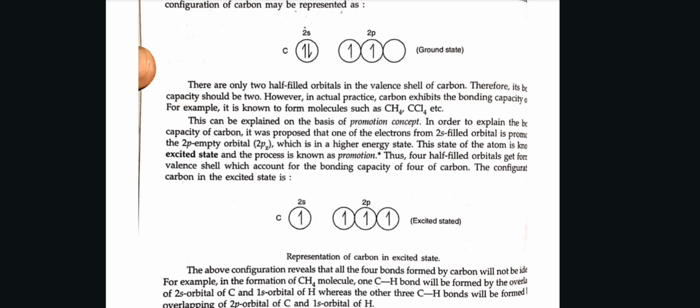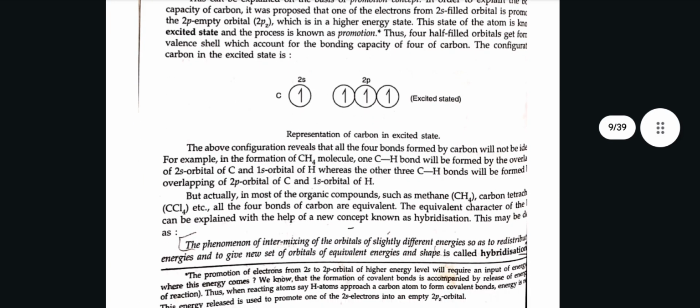In order to explain the bonding of carbon, it was proposed that one of the electrons from the filled 2s orbital is promoted to the empty 2pz orbital, which is of higher energy. This state of the atom is known as the excited state, and the process is known as promotion. Thus, four half-filled orbitals are available in the valence shell, which accounts for the bonding capacity of 4 of carbon. The configuration of carbon in the excited state is shown below.